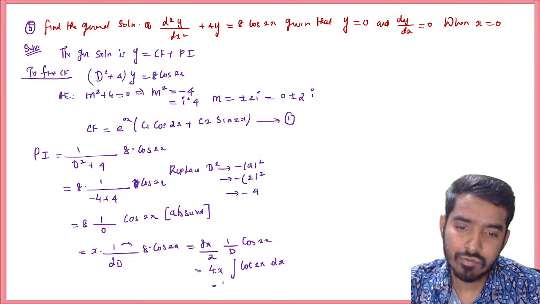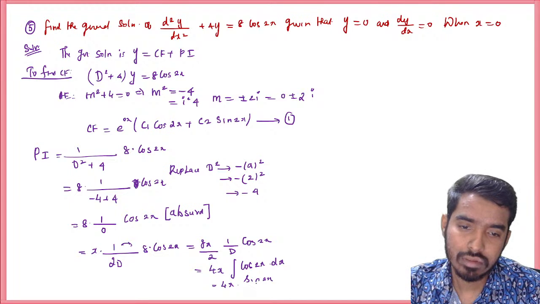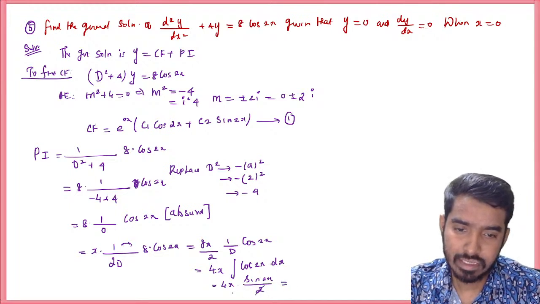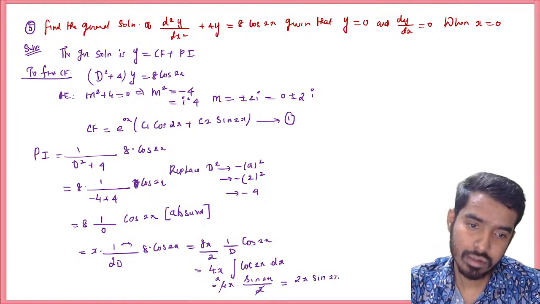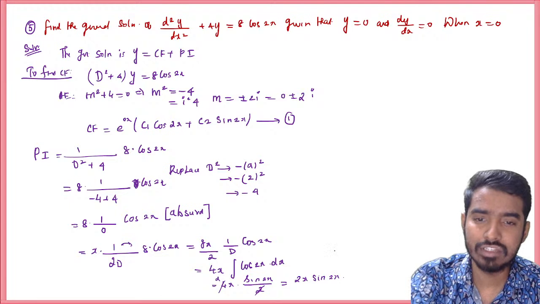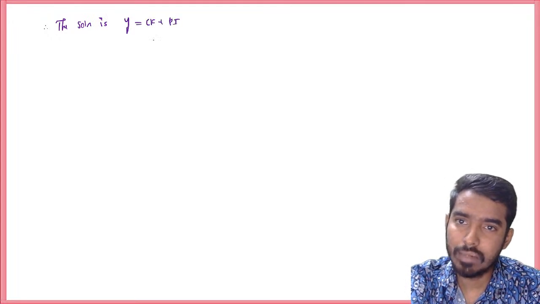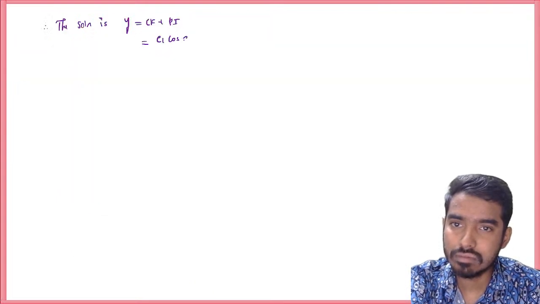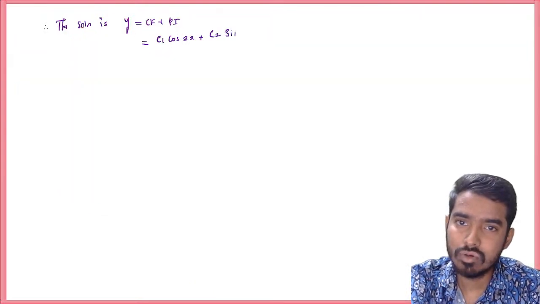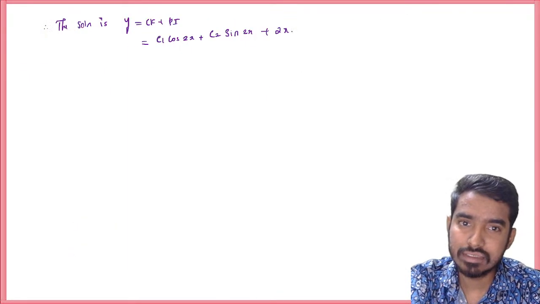So this will be 4x into the integration of cos 2x, which is sin 2x by 2. If I cancel this, 2x sin 2x is your particular integral. 2x sin 2x is the particular integral. So therefore, the solution is y is equal to CF plus PI. So CF is c1 cos 2x plus c2 sin 2x, and your PI is 2x sin 2x.